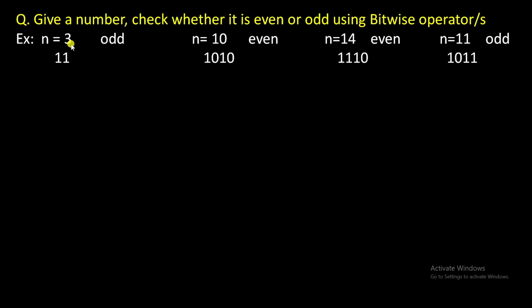For example, you are given the number 3. You know 3 is an odd number. If the number is 10, then you know it is an even number. 14 is an even number, and in the same way 11 is an odd number.